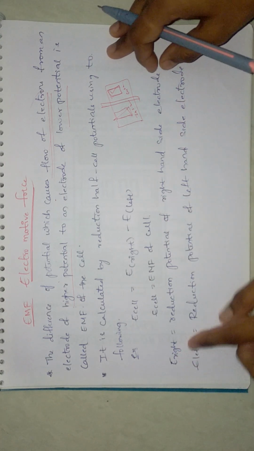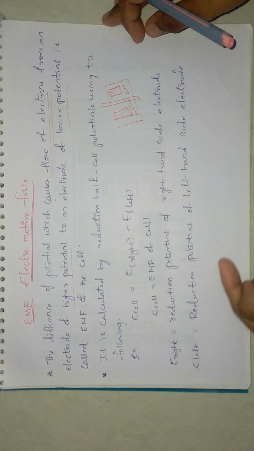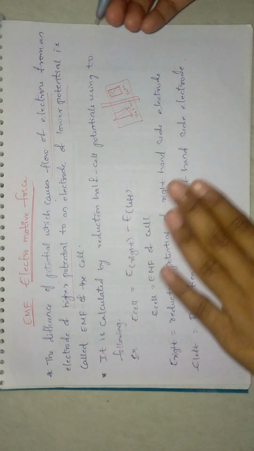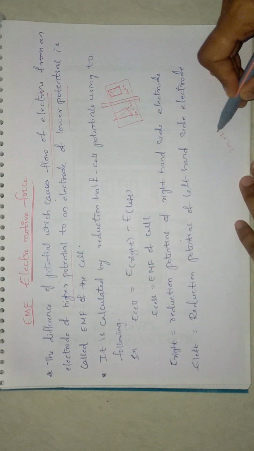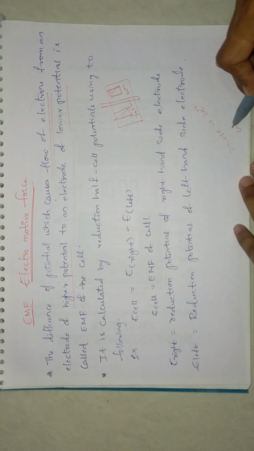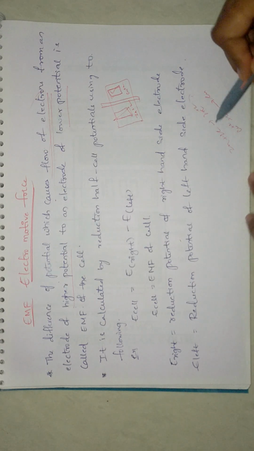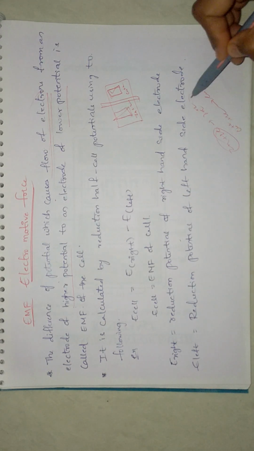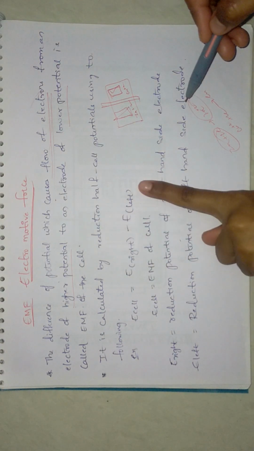E right means the reduction potential of the right-hand side, and E left means the reduction potential of the left-hand side. We have seen those reactions, right? Zn plus 2 electrons gives Zn, and Cu plus 2 electrons will give Cu. So one reaction will be on the left, one reaction will be on the right. That is what E right and E left mean.